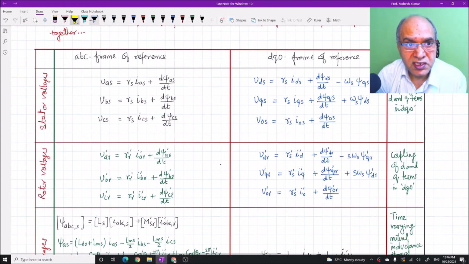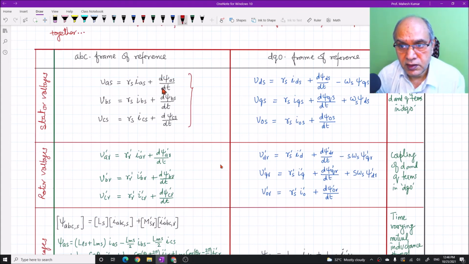So these are the equations in ABC frame for voltages on the stator side, that VAS equals RS into IAS plus d psi AS by dt. The equivalent for this term is this one, VDS equals RS IDS. Now these two terms are similar in fact, and this is also similar. So A becomes D, that's all.